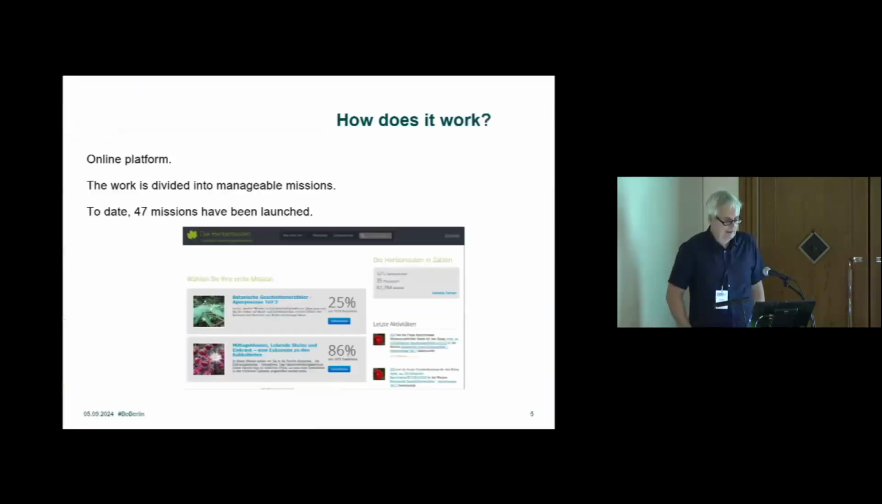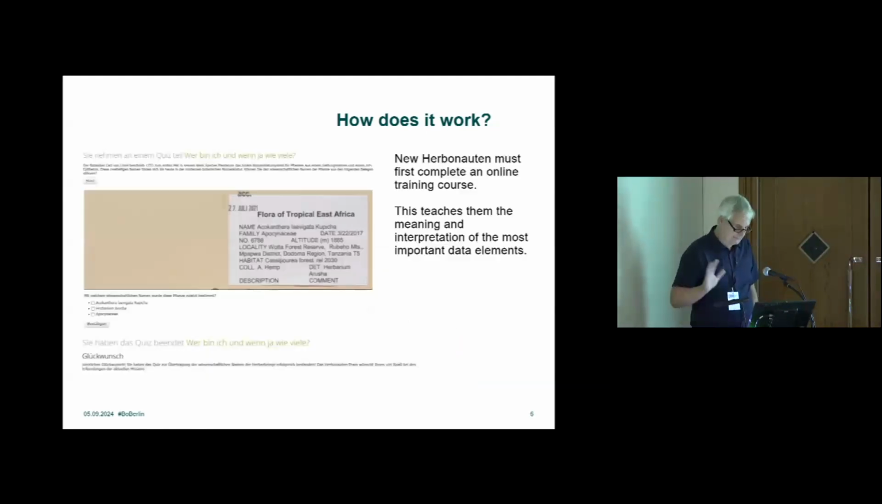So how do the Herbonauten work? It's, of course, an online platform. You can see a screenshot here of the platform. We create packages, which we call missions, bundling usually between, let's say, 5,000 and 50,000 maximum specimens, which are then linked to some kind of scientific story to keep the citizen scientists interested and motivated. And to date we have 47 missions launched, most of them completed, of course.